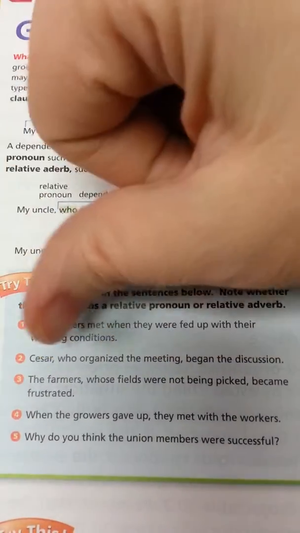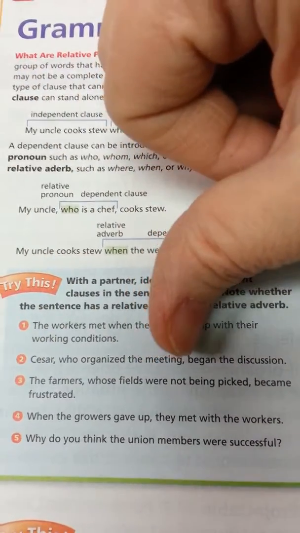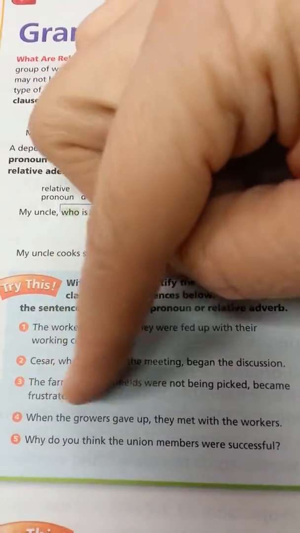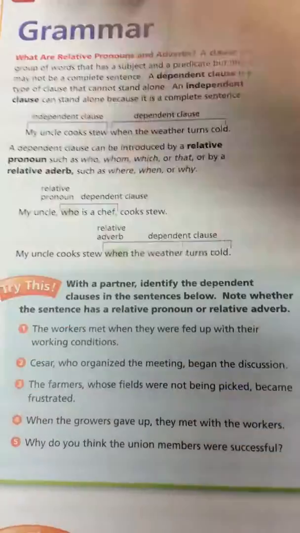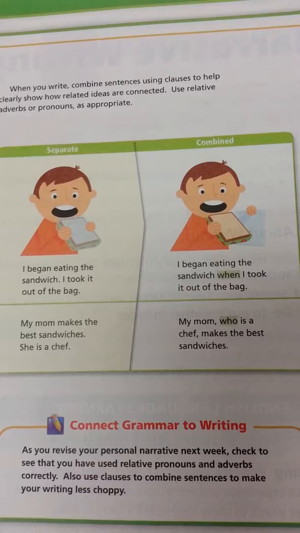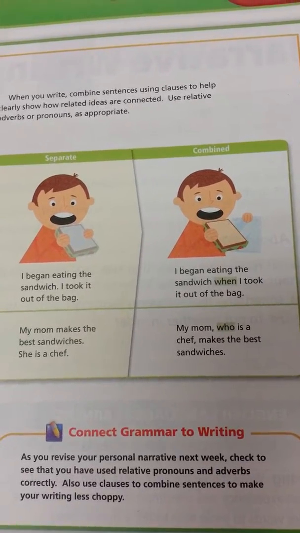Okay, Caesar, who organized the meeting, began the discussion. Who is part of our clause. Okay, go ahead and look at the rest of them yourselves. And then I want you to review this page over here that we went through yesterday as well. All right.